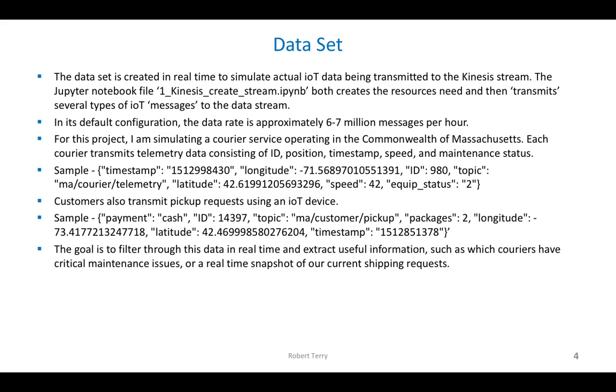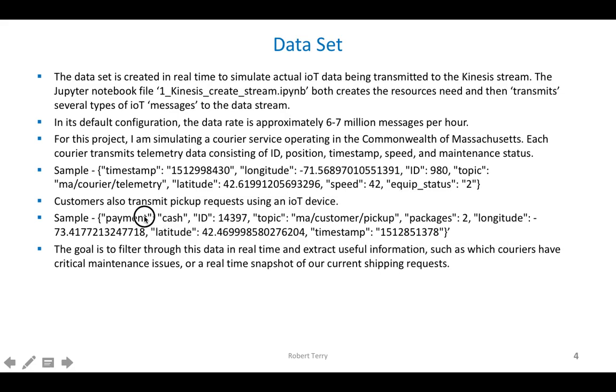A sample message for the courier would be the timestamp, longitude, latitude, the courier ID, the topic, and the topic for the couriers is all MA for Massachusetts courier, and then telemetry, the current speed, and equipment status, which varies from OK to 1, 2, or 3.